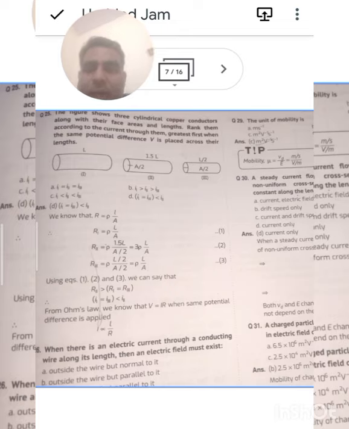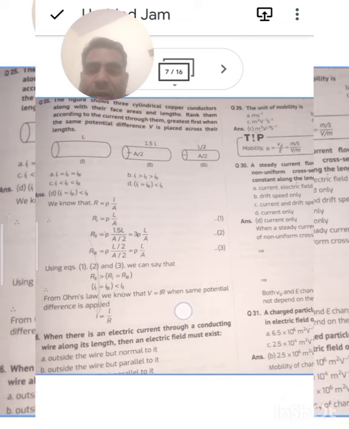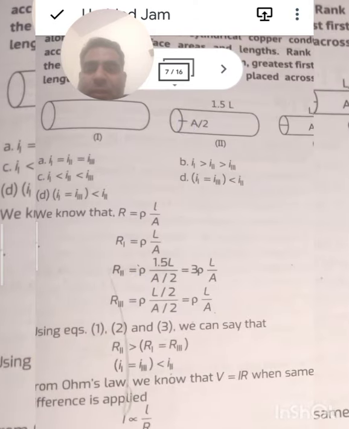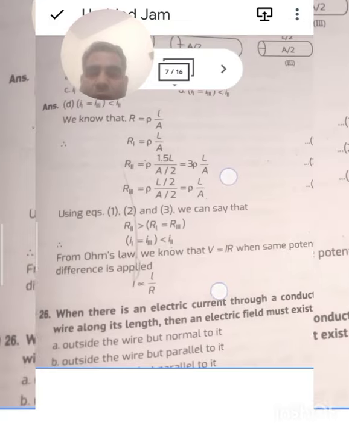R is equal to rho L upon A, so R1 is equal to rho L upon A. R2 is equal to 1.5 L upon A by 2, which is 3 rho L by A, and R3 is rho L by 2 upon A by 2, which is given as rho L by A. On comparing the values, you will get that I1 is equal to I3 and less than I2. From Ohm's law we know that V is equal to IR, so when the same potential difference is applied, I is inversely proportional to R. So option D is correct: I1 is equal to I3, which is less than I2.